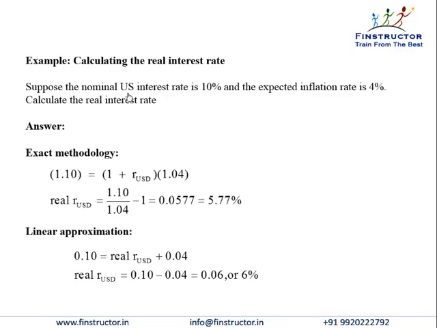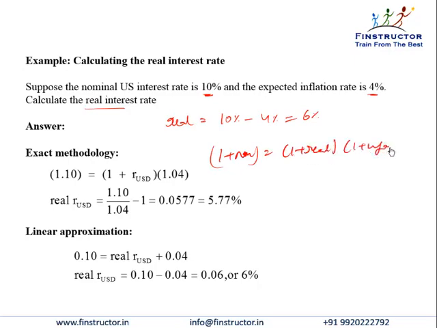Suppose that the nominal US interest rate is 10% and the expected inflation rate is 4%. Calculate the real interest rate. So the real interest rate would be equal to the nominal rate minus inflation, that is approximately 6%. You could also use geometric compounding and say that 1 plus the nominal is equal to (1 plus real) into (1 plus inflation). Both will give us approximately the same answer. Both are allowed on the exam. You can very well use the linear approximation and go ahead to the next question.